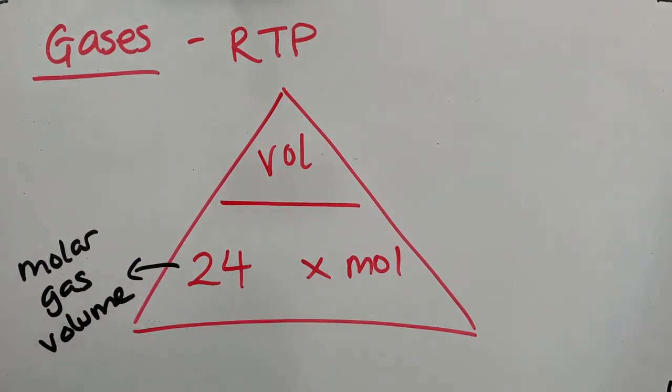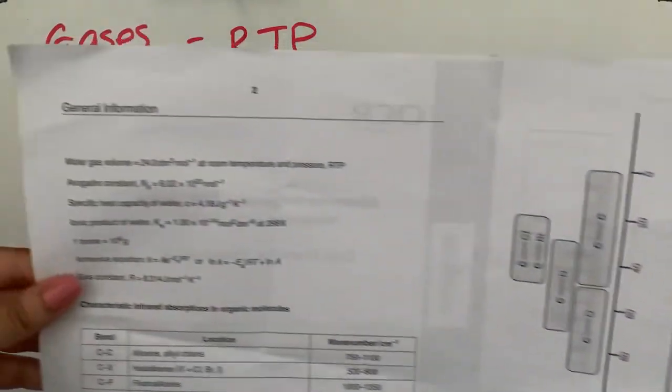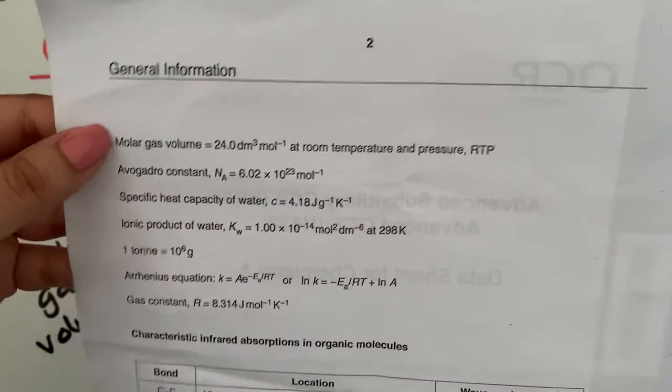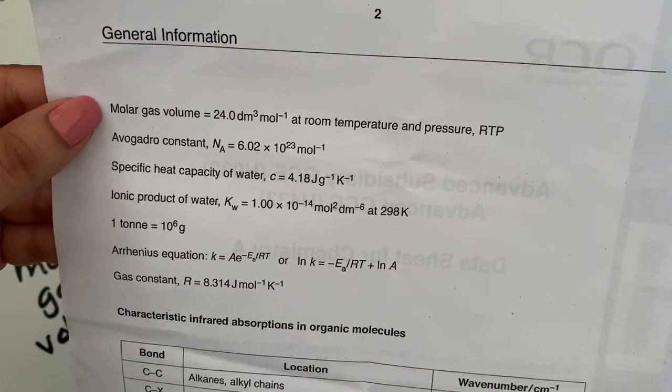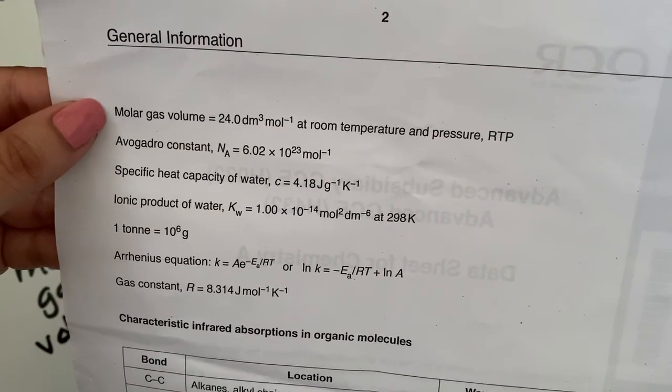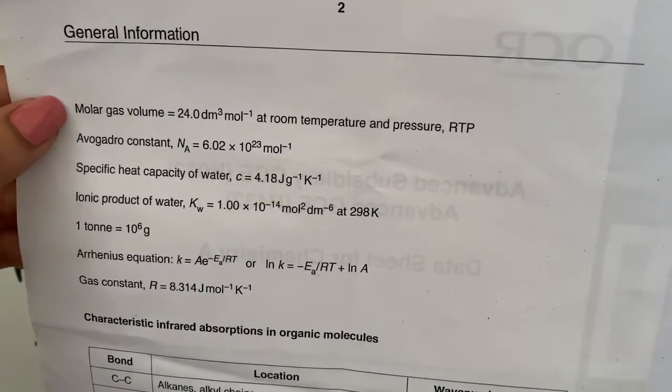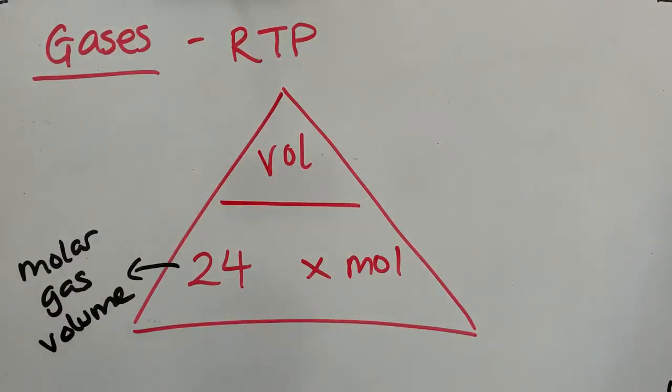This 24 number is given to you in the data sheet. So again, if I just open up the data sheet in front of you, it's this number at the top over here, the molar gas volume, 24 decimeters cubed per mole at room temperature and pressure. That is basically saying that if a gas is at room temperature and pressure, it is going to be occupying 24 decimeters cubed.